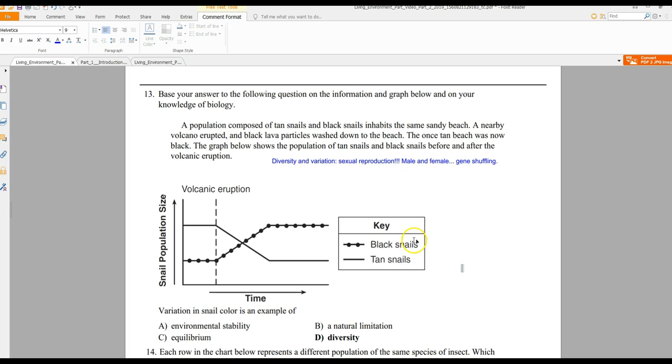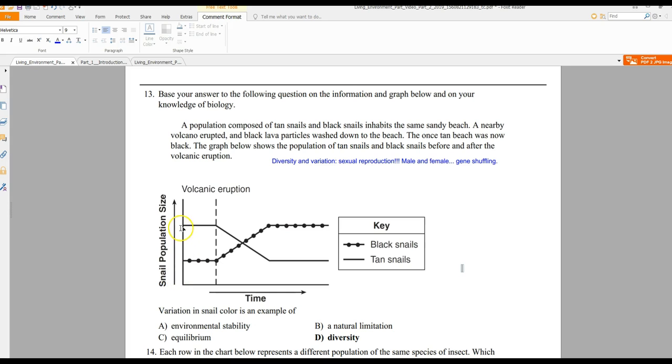They can both reproduce with each other, but they have variety. You have black snails and you have tan snails. So this is a variety within species. This is diversity. This is variation. This is gene shuffling.